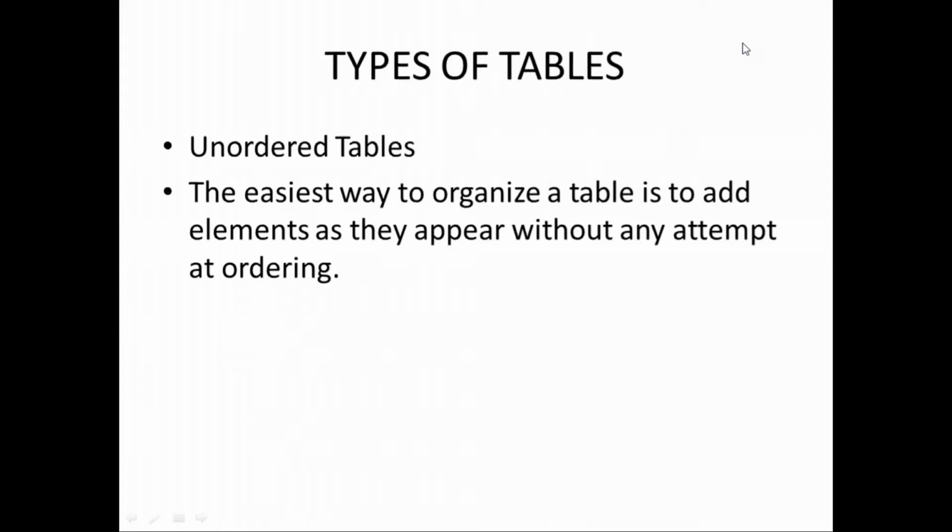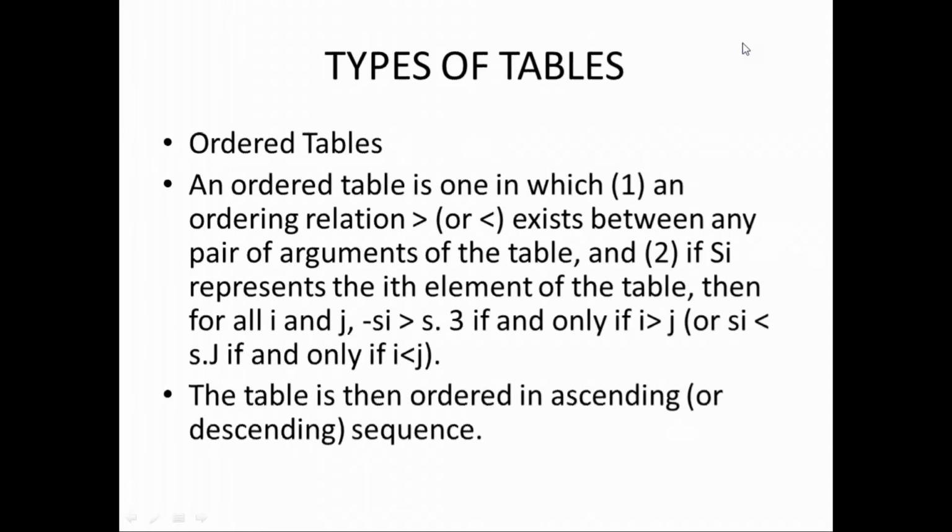But when it comes to ordered tables, an ordered table is one in which an ordering relation, which is greater than or less than, exists between any pair of arguments of the table, and two, if Si represents the ith element of the table, then for all j's, Si is greater than Sj, and three, if and only if i is greater than j, or Si is less than Sj, then j if and only if i is less than j.